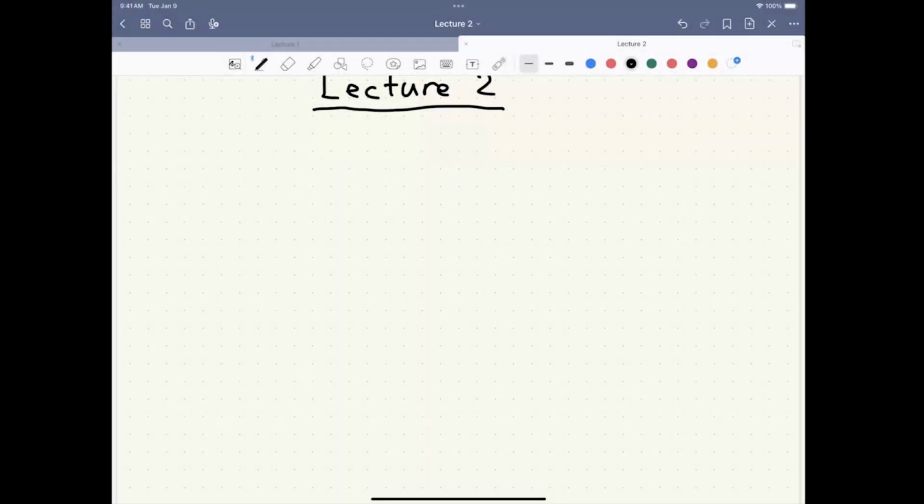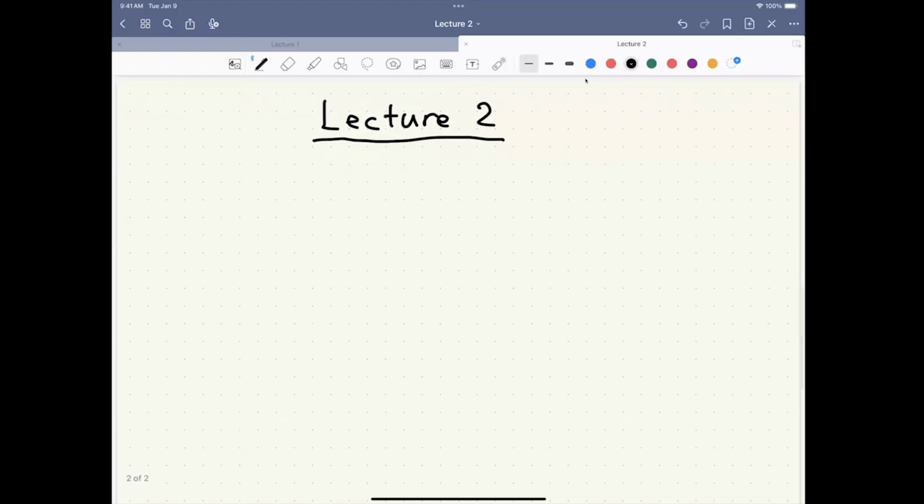Welcome back. We're gonna continue from last time. Let's first recall the definition. So we started with the method of entropy, which is a notion coming from information theory.